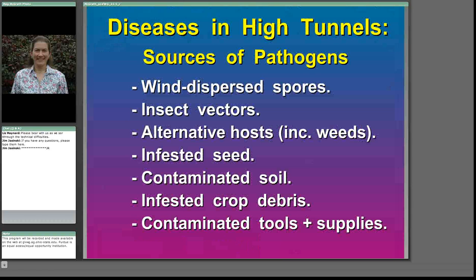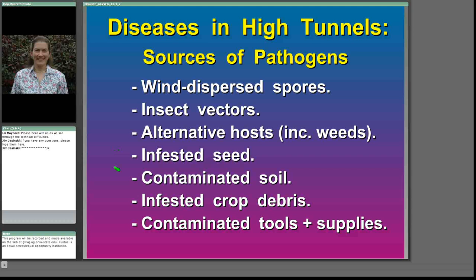So what are your sources of pathogens for getting into high tunnels? First, you can have wind-dispersed spores. You can have insect vectors coming in the sides, alternative hosts, and these can include weeds, as I just pointed out, being right outside the high tunnel. And then the last is infested seed, as being some of your primary sources.